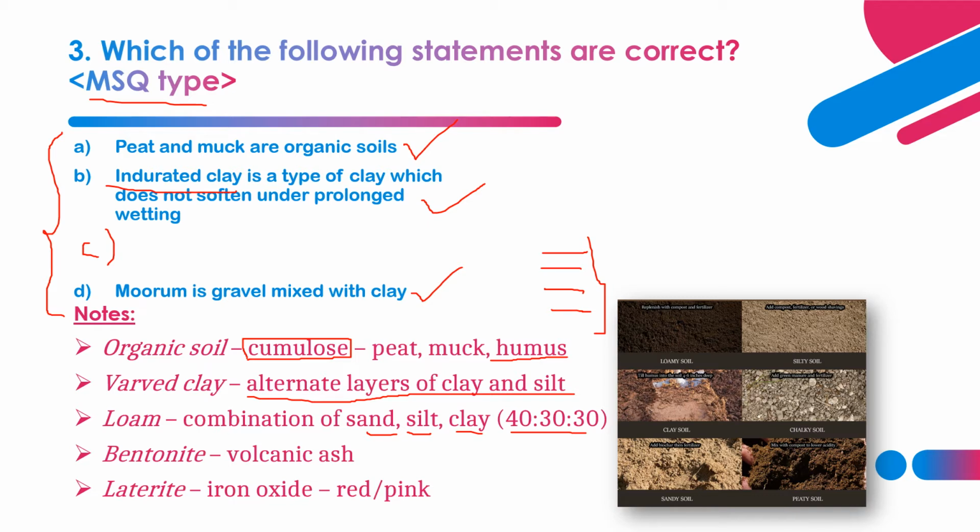Laterite soil has iron oxide content. That's why it looks reddish or pinkish in color. So these are some special types of soil we have seen: organic soil, warped clay, loam, bentonite, laterite. Now let's move on to the fourth question.